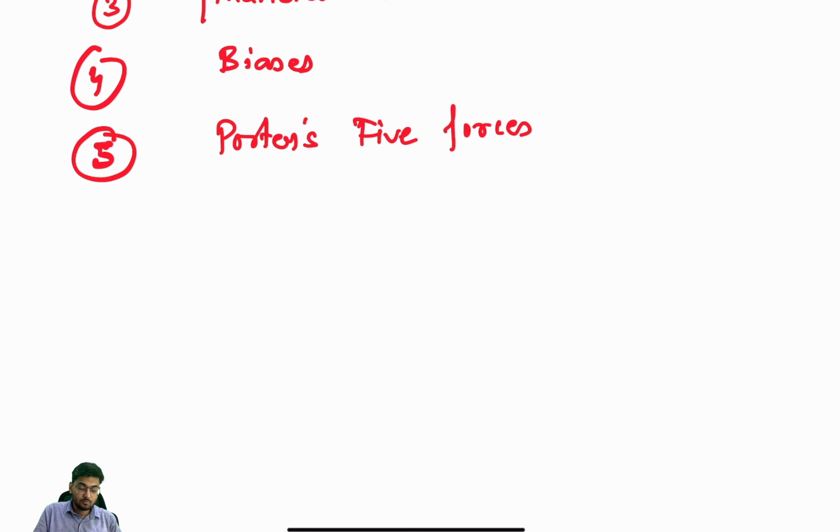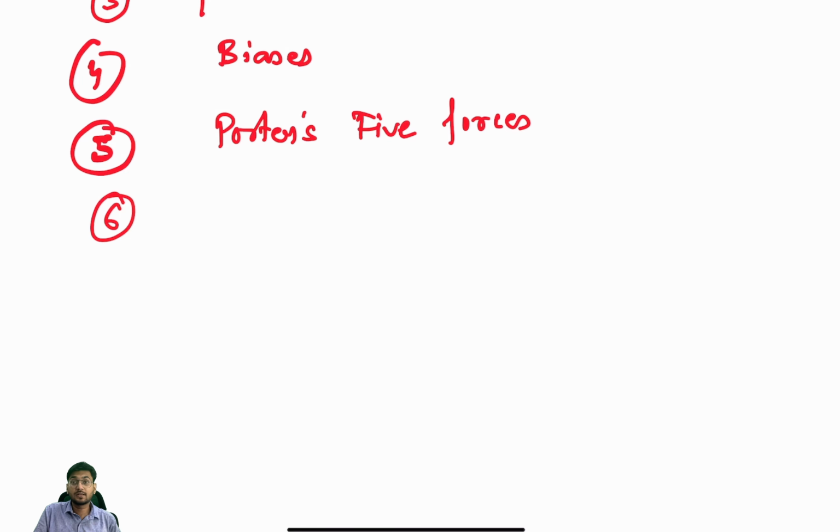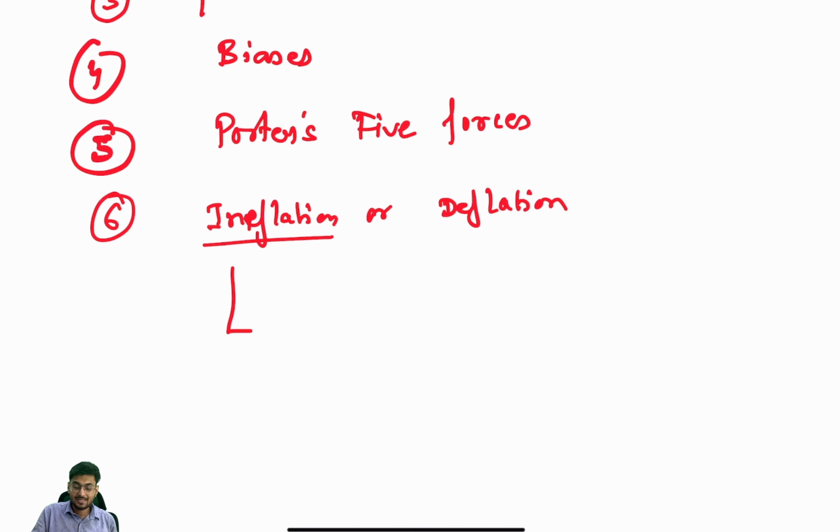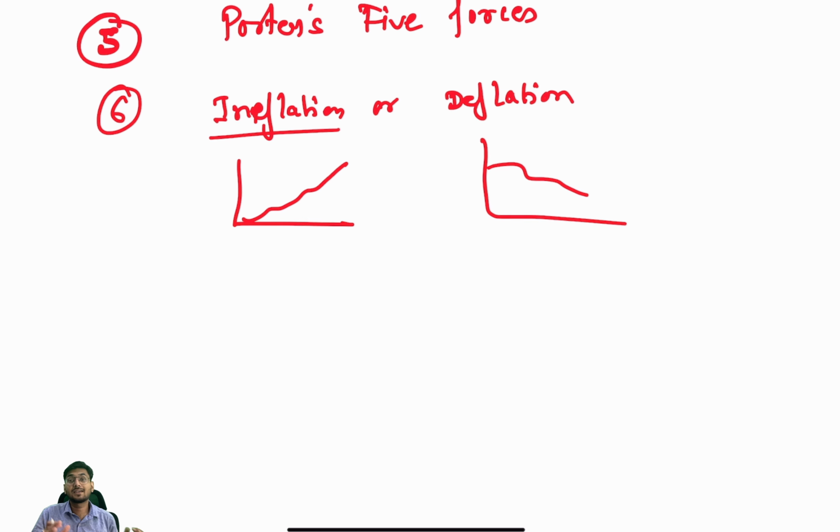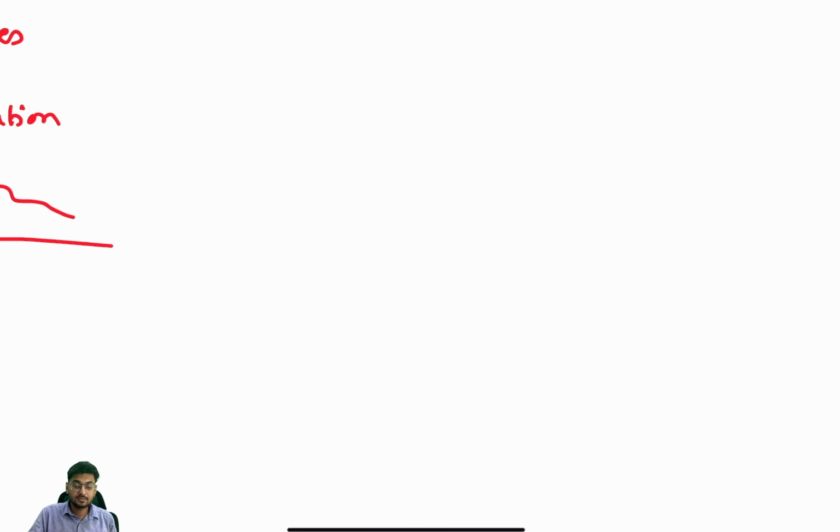Clear? Then point number 6, which is very important, that is inflation or deflation. Inflation or deflation means the prices are rising, the prices are falling. Now this is a very important aspect. When I'm saying prices of goods are rising and falling, try to understand it in this way.